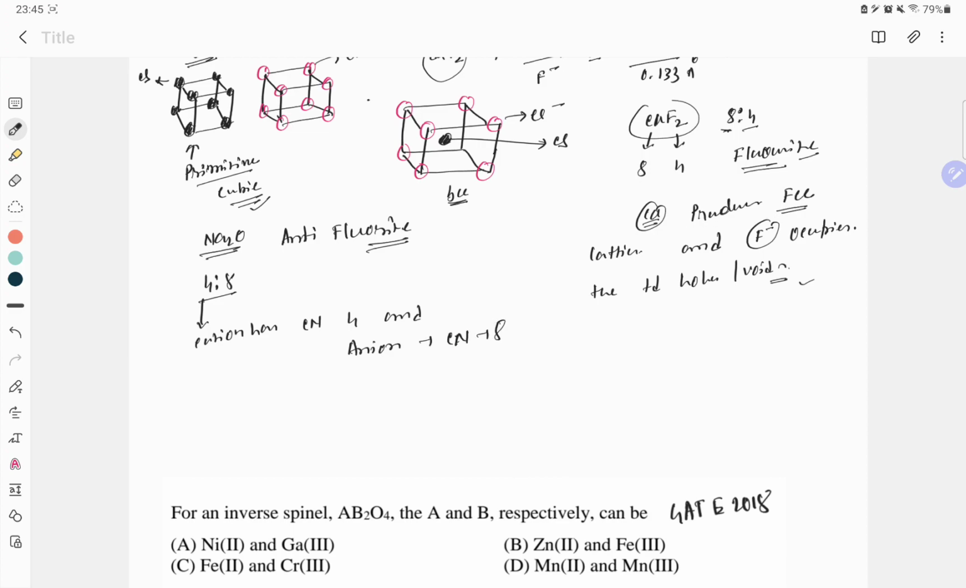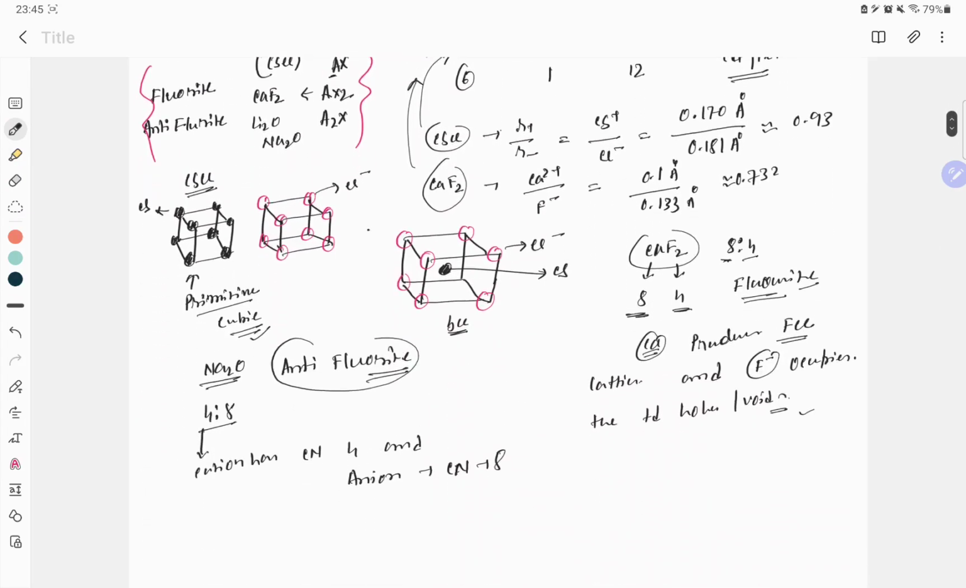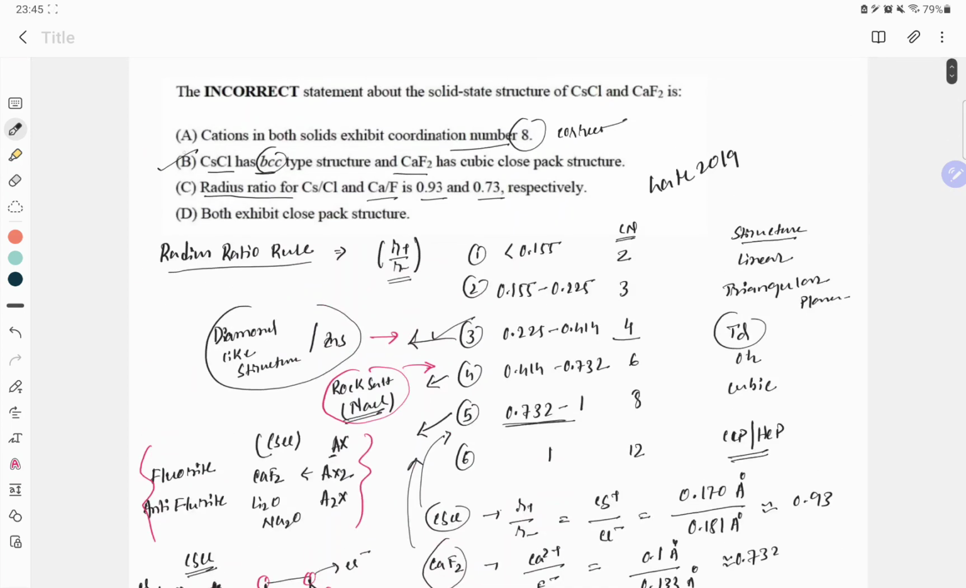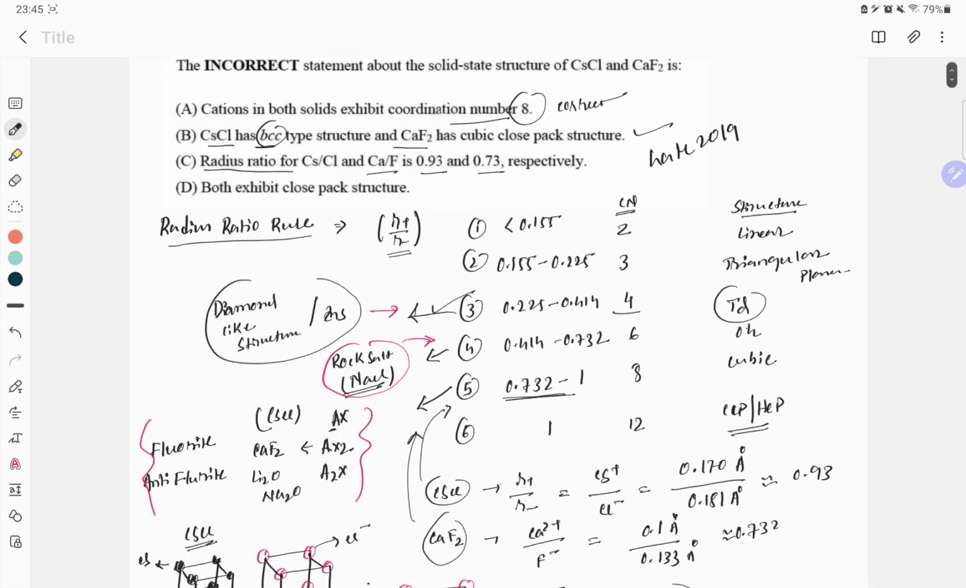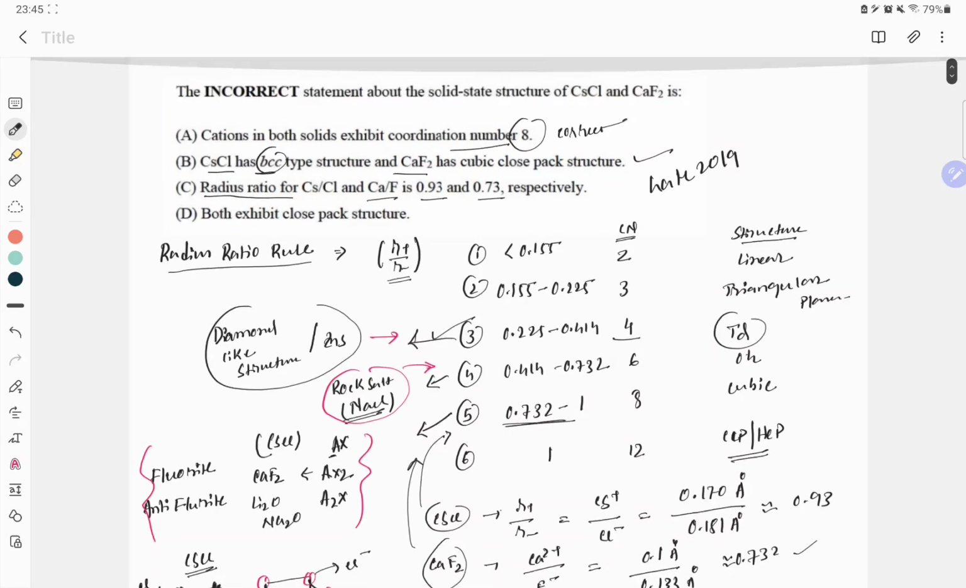Here cation have coordination number of 8 and anion is a coordination number of 4, but here it is exactly opposite, so it is anti-fluoride structure and this is fluoride structure, okay. So this is an FCC lattice, creates an FCC lattice, so this option is also correct, okay. This option is also correct one, okay. And this option also correct because CsCl and CaF2 the radius ratio we calculated, and this also correct.